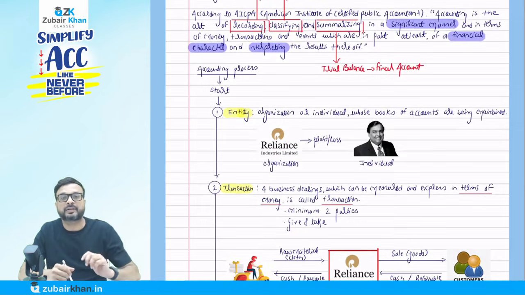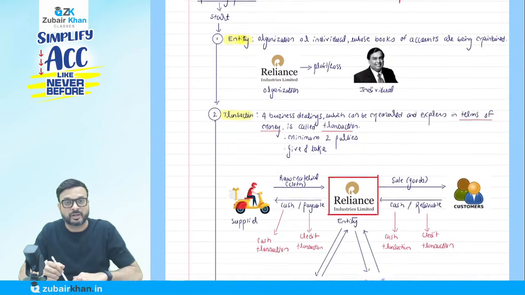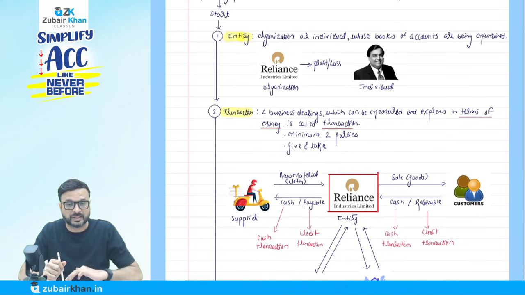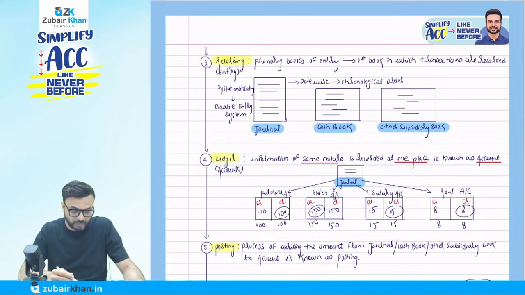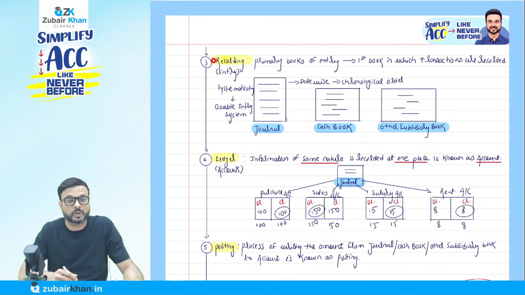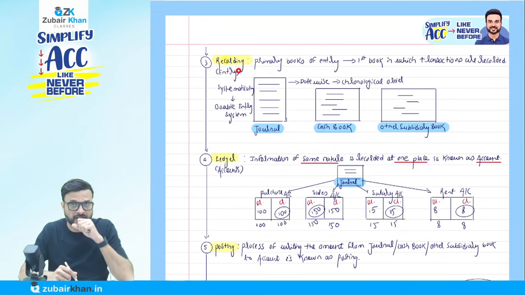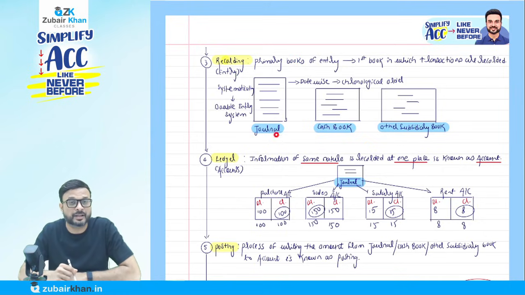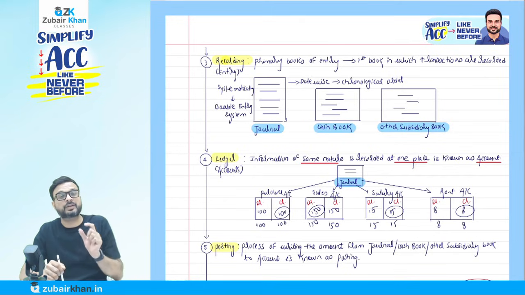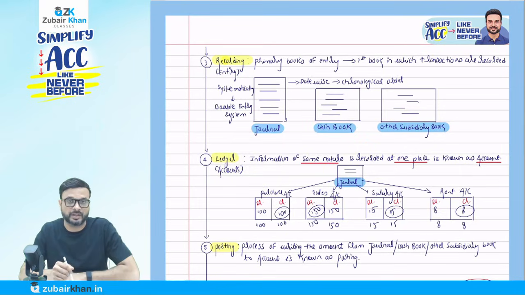So first is entity. In our example, Reliance is the entity. Now there are transactions, business dealings which can be measured in terms of money. So what we do is record all those transactions. We record them in a book that we call the journal. We also call it the primary book of account. This is the first book in which the transaction is recorded for the first time.